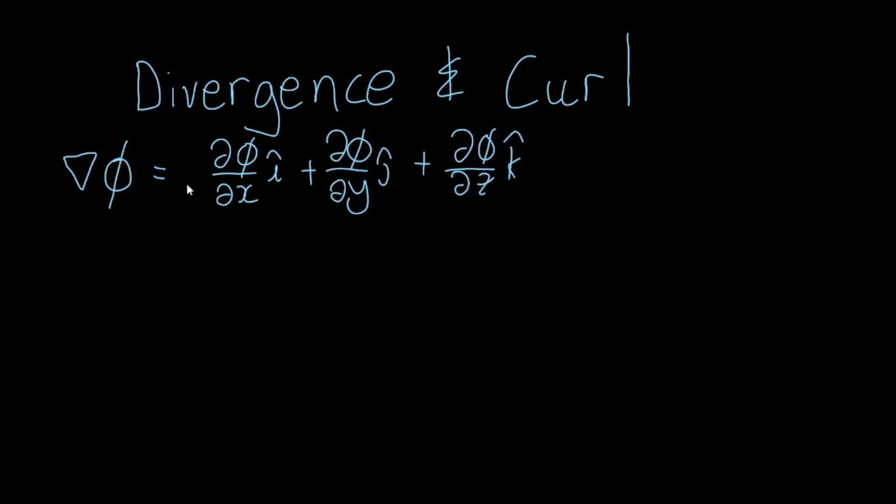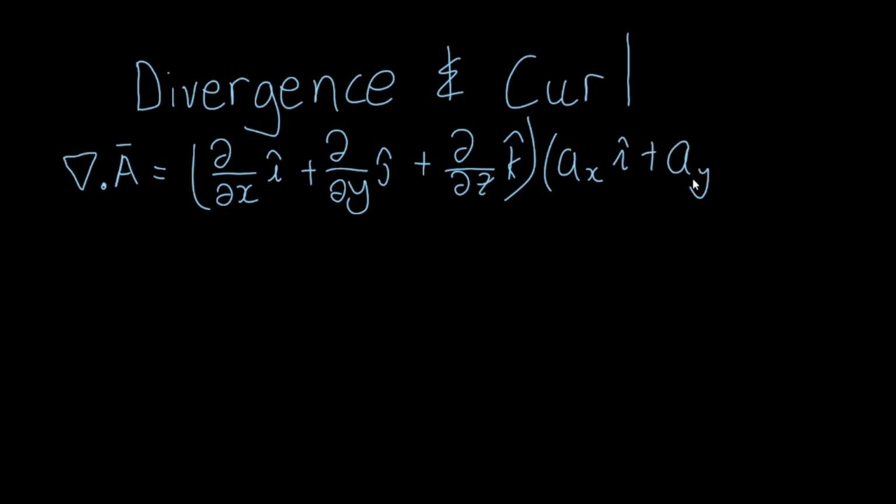So we're just going to remove this scalar function and only write the del operator. The del operator is simply the change in a certain variable in a certain direction. We're going to take the dot product of this del operator with some random vector A, which is made up of components Ax plus Ay plus Az.